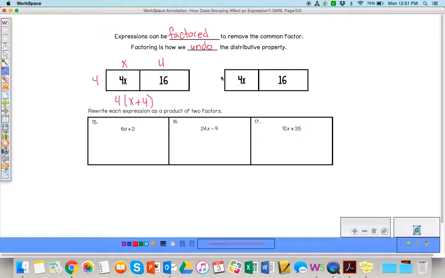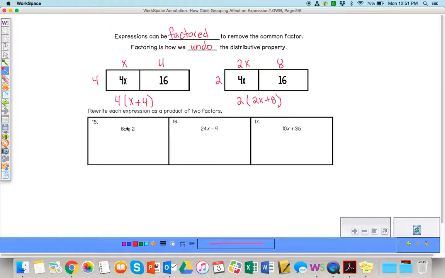We could also do 2. Okay, 2 could be pulled out. So if I divide 4x by 2, we would get 2x here. If I did 16 divided by 2, I would get 8. So 2 would be on the outside of my parentheses, and then on the inside, I would have 2x plus 8. Okay. So there could be multiple solutions just depending on what numbers you're dealing with. But on these 3 problems, there's only going to be one.